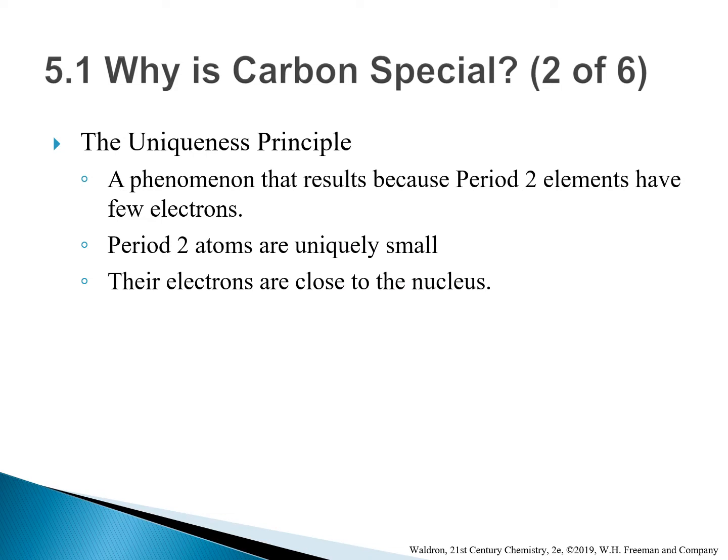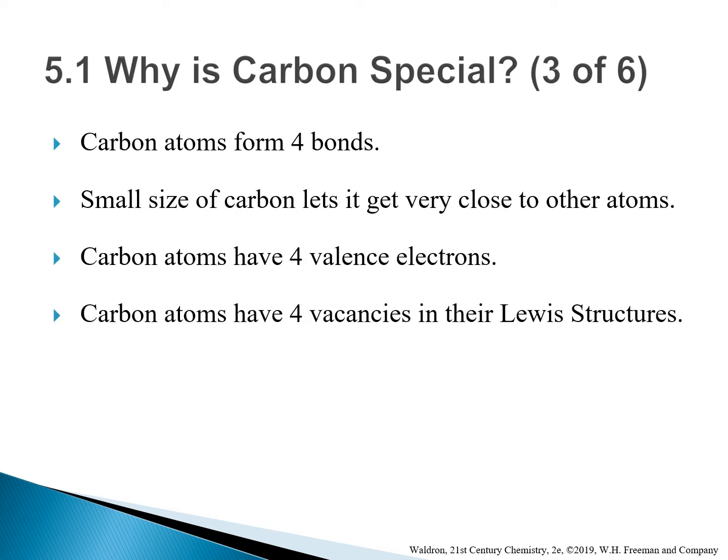Atoms of an element are extra small when they have only a few electrons, and those electrons are held closely to the nucleus, which is the case for atoms across the very top of the periodic table in period 2. For atoms further down in the group, there are additional electron layers further from the nucleus, and those outer electrons feel less pull from the positive charge of the nucleus. Therefore, those atoms are larger. We refer to this phenomenon as the uniqueness principle. The small size of carbon lets it get very close to other atoms.